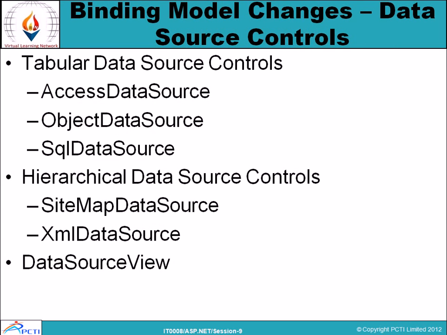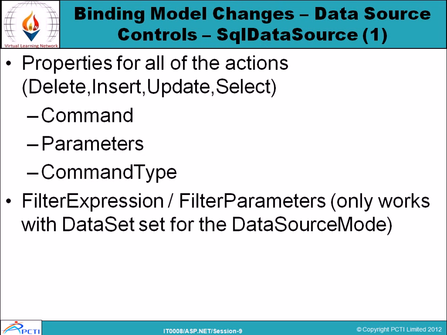Binding model changes include different data source controls. The tabular data source controls further include Access data source, object data source and SQL data source. So these three data sources come under the category of tabular data source controls. Hierarchical data sources include sitemap data sources, XML data sources and data source view.